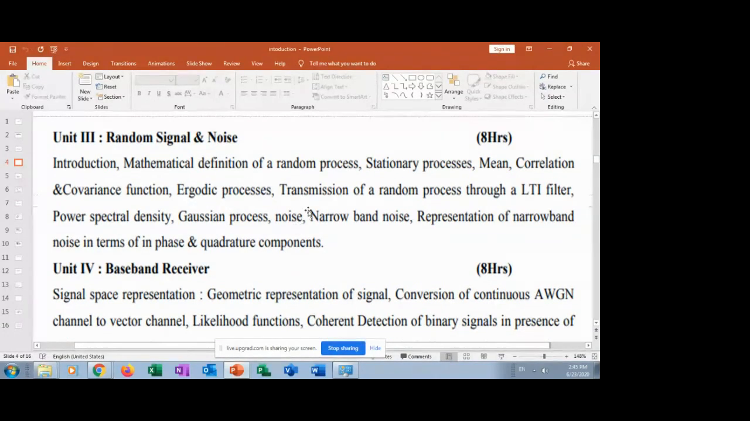Now all these parts we will discuss later. Just remember, random process means, we know that when we transmit any information from one point to another point, there are many chances of introducing different types of noise, as a random signal. Based on that concept, we will understand the different points when we transmit a digital signal and noise is introduced. From that point of view we will study random signal and noise. This is unit number 3.